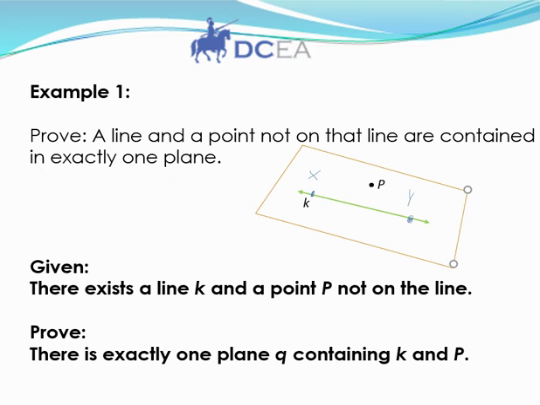So now we have line K with points X, Y, and P in plane Q. There we go. Sorry that took so long. All right.